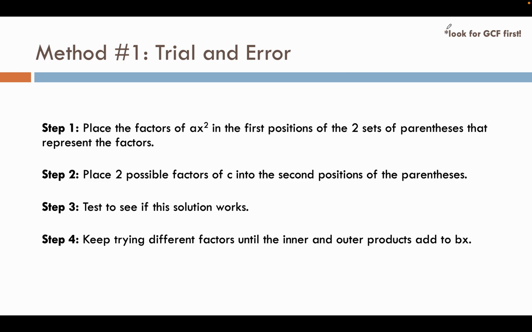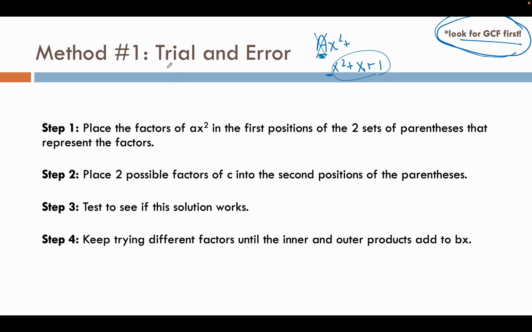So one thing to note before we start this is the very first thing you always want to do is look for a greatest common factor, because sometimes you might have a trinomial that has an a value of greater than 1, but when you factor out a greatest common factor, that a term will end up as 1, and then that'll make the trinomial easier to factor, like the factors that we've already learned without a coefficient on the x squared. So always look for a greatest common factor first.